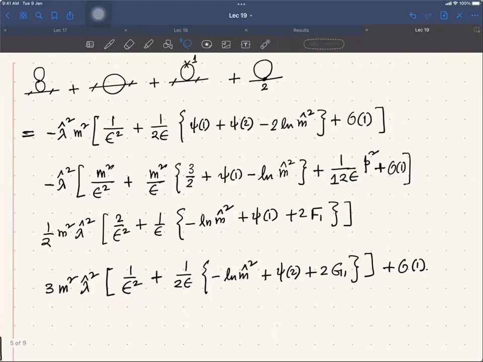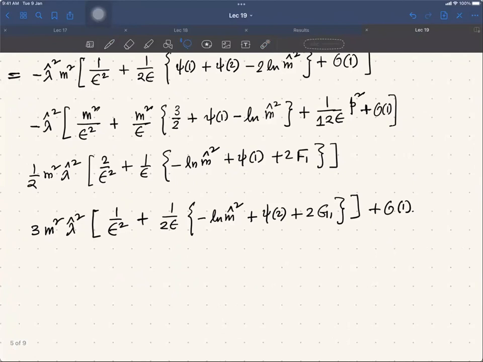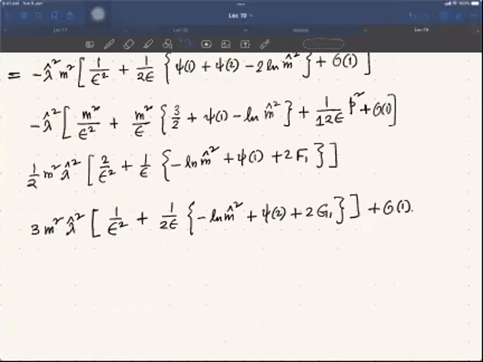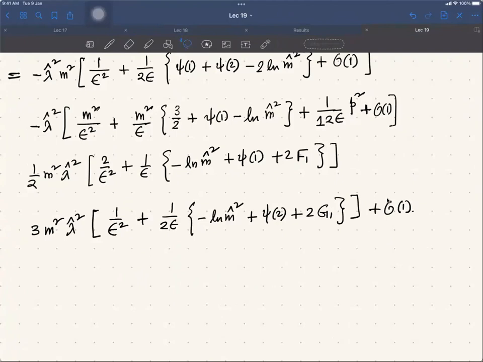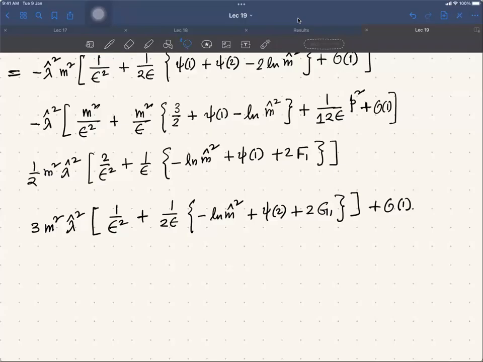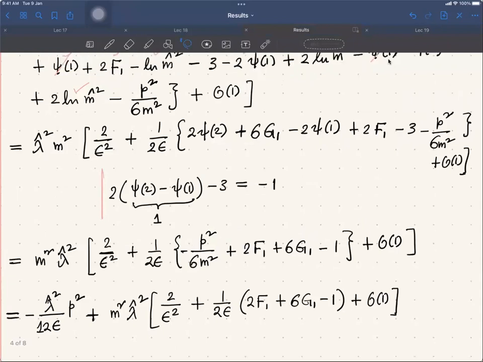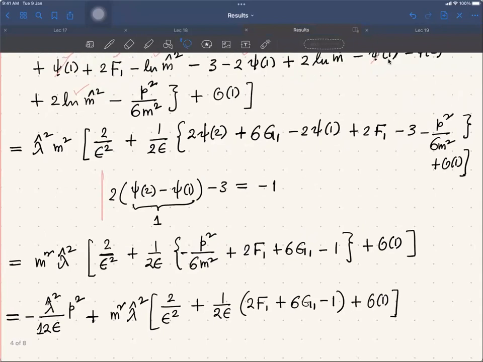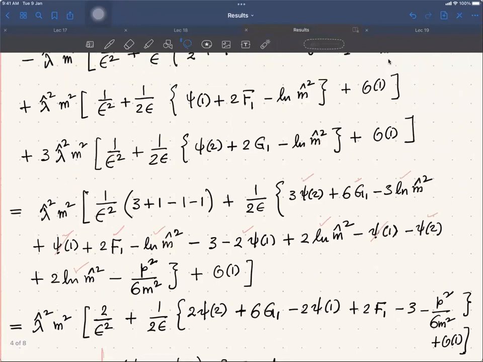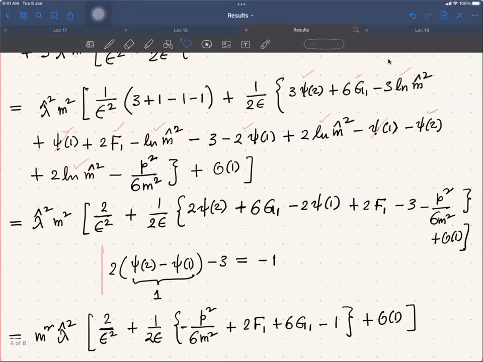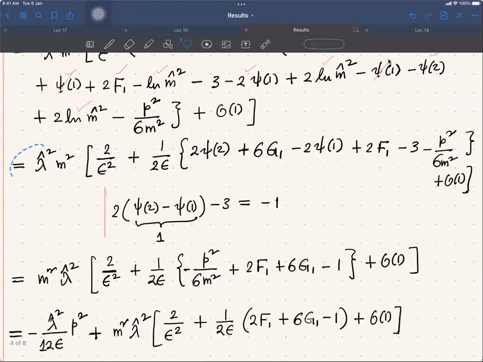Okay, so let us now calculate this. Now, this is a straightforward calculation. So I have done this calculation here. So let me just quote this result. So you can just write down all the terms and then simplify.